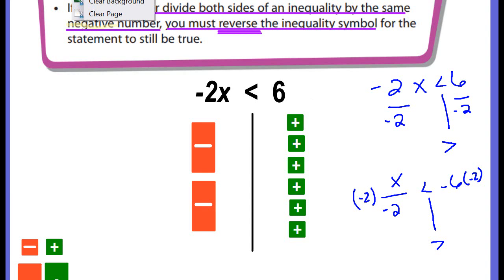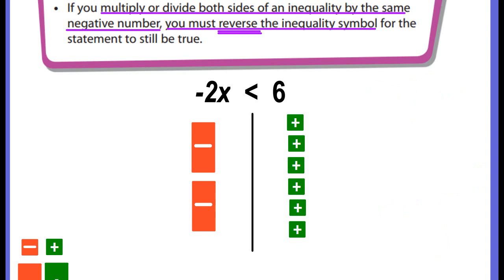Okay, why do we do that? I can tell you, yes, you have to do that, but I want to show you why that happens. The best way to show you is through the models. So here, the inequality has been modeled with our algebra tiles. We have 2 negative x tiles on the left side, 6 positive unit tiles on the right side.